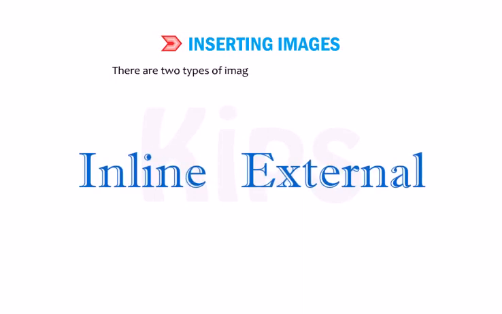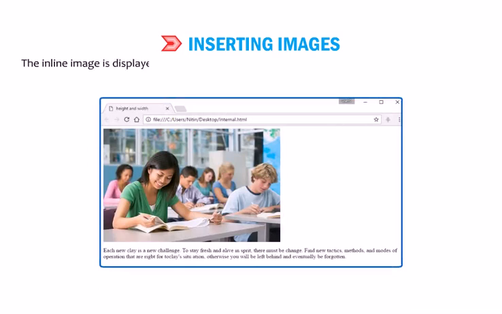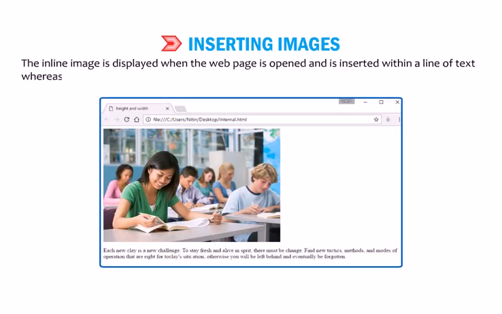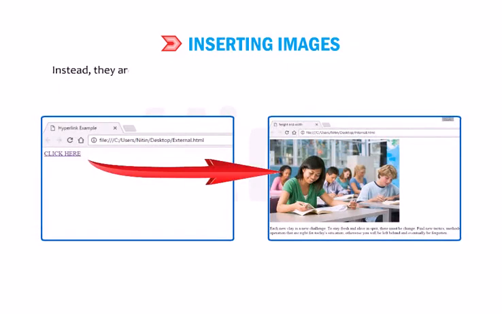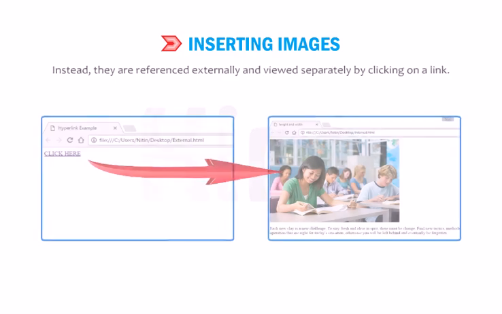There are two types of images, inline and external image. The inline image is displayed when the web page is opened and is inserted within a line of text, whereas external images are not displayed automatically with other content on the web page. Instead, they are referenced externally and viewed separately by clicking on a link. To insert an inline image, the image tag is used. Whereas, to insert an external image, the anchor tag A is used that establishes a link to the image.